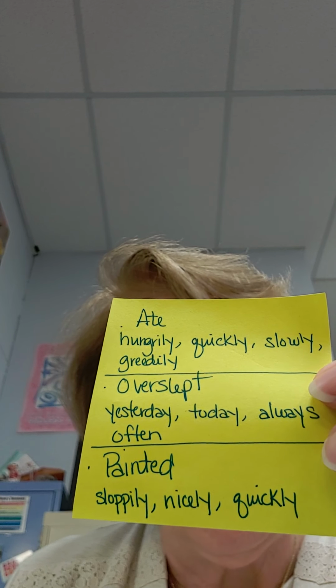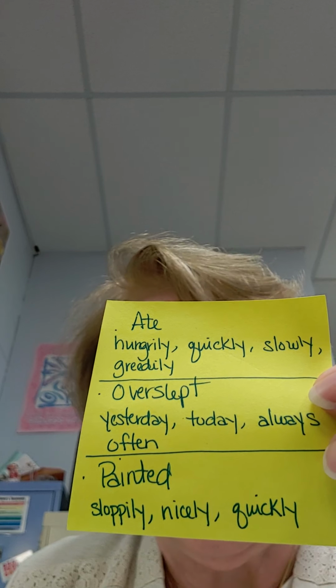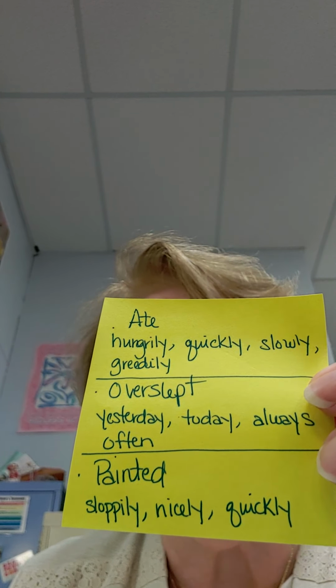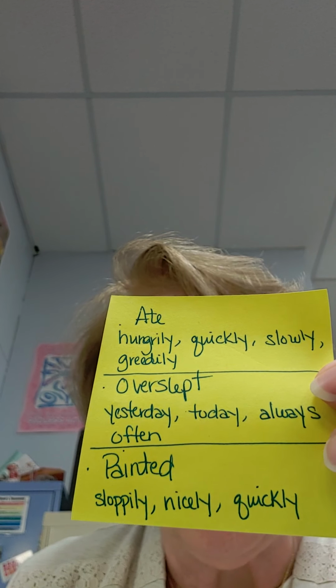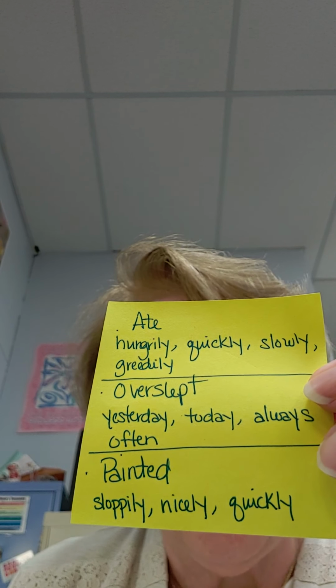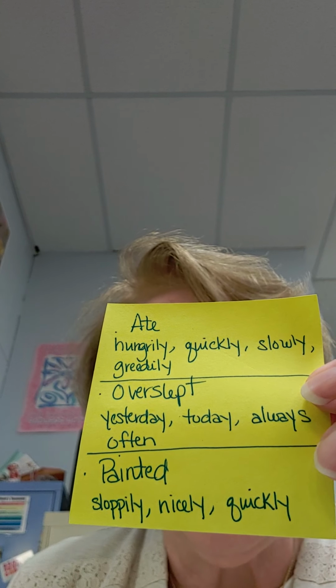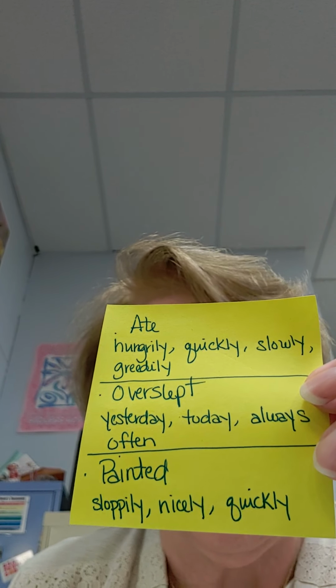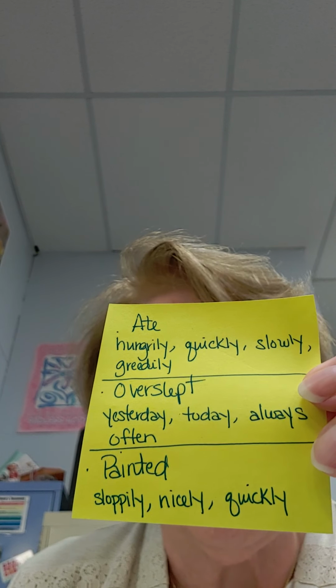For instance, I might say the children ate hungrily, or the children ate quickly, or the children ate slowly. Any of those words, quickly, hungrily, slowly, are modifying the verb ate. Those are adverbs, and they're modifying the verb.